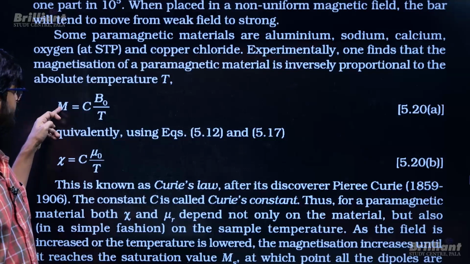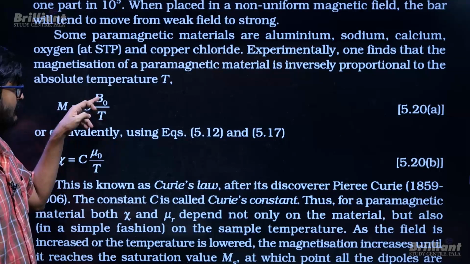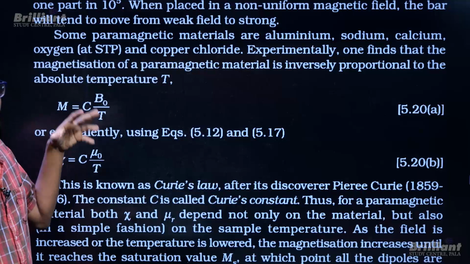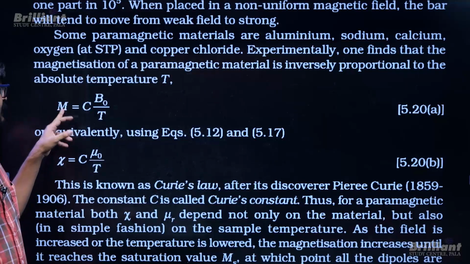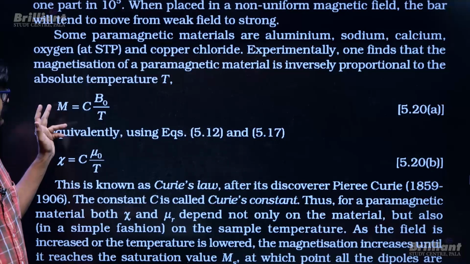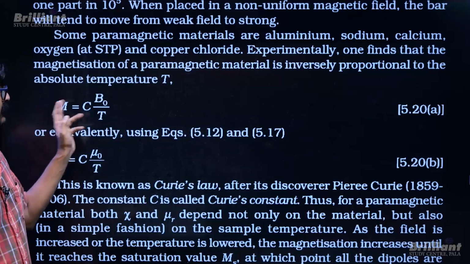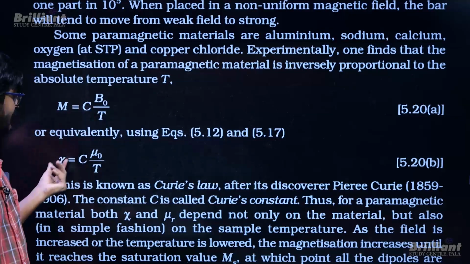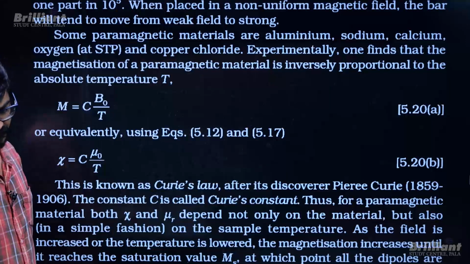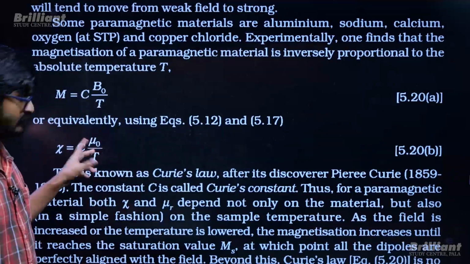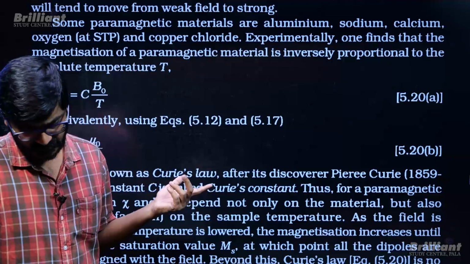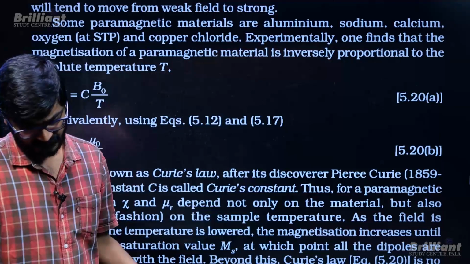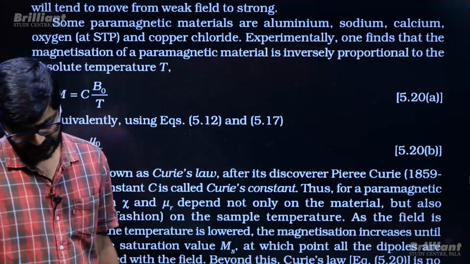This is chi into H, this is mu naught into H. Applied magnetic field is mu naught into H. Magnetization is chi into H. So H and H will get cancelled, and you will get the chi value. The other way of saying this equation is that chi is inversely proportional to temperature. These two are equivalent. This is known as Curie's law after its discoverer. The constant C is called Curie's constant.